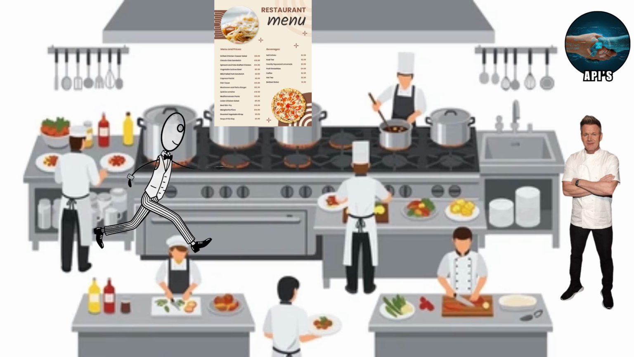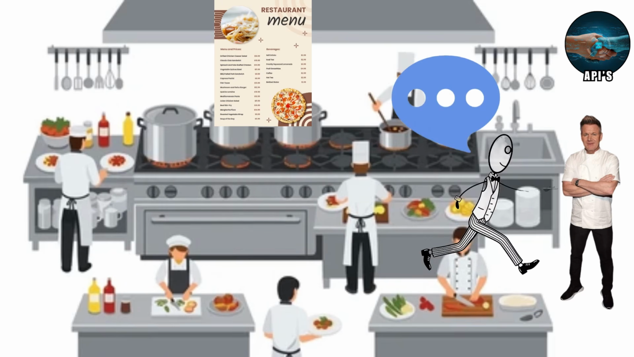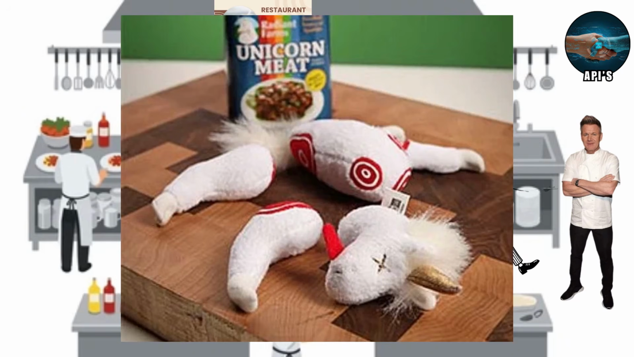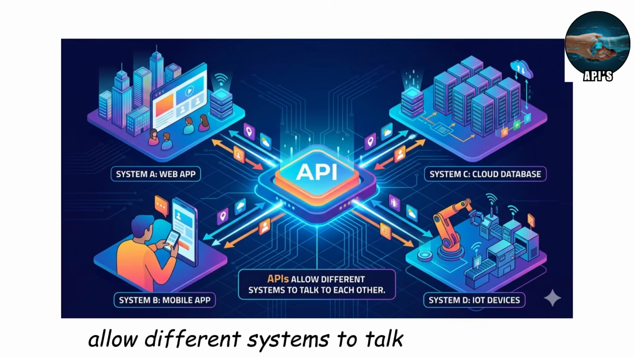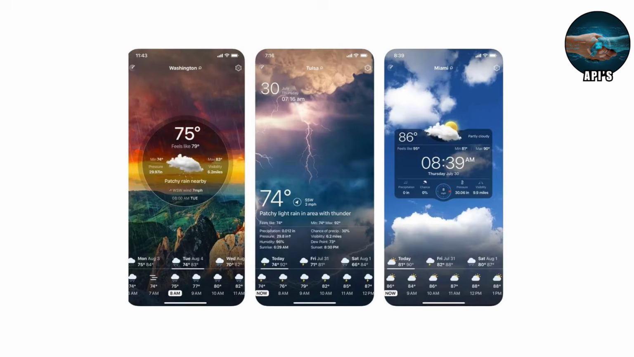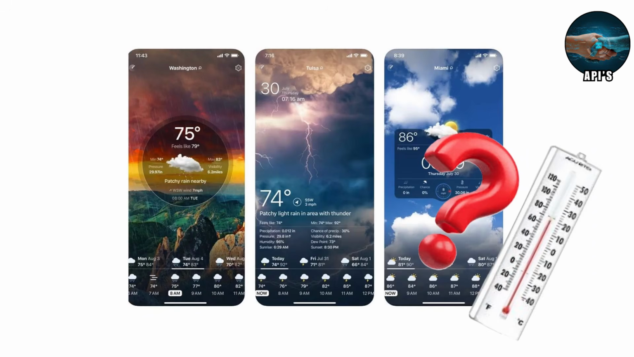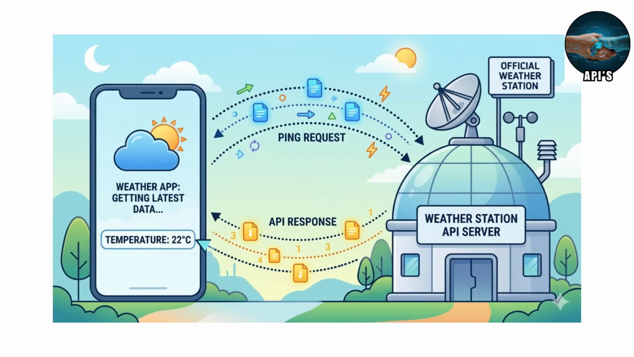The waiter, the API, takes your order to the chef, makes sure you're not asking for something impossible, like a steak made of unicorn meat, and brings the food back to your table. APIs allow different systems to talk to each other without knowing how the other works. It's how your weather app knows the temperature without owning a single thermometer. It just pings an API owned by a weather station.